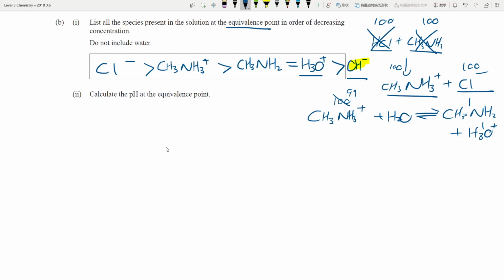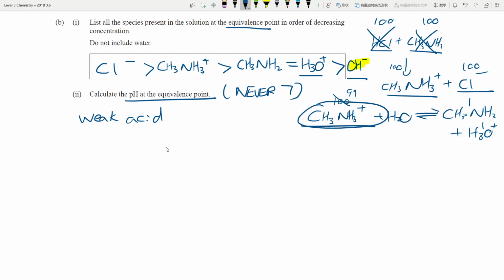Okay, next one, calculate the pH at equivalence point. So pH at equivalence point is, again, never going to be 7. Okay, it's never 7, so don't even think about writing 7. So we have this bad boy here. This is a weak acid. How do we do it? We're calculating the thing that I'm circling. We're calculating the pH of that. How do we do that?